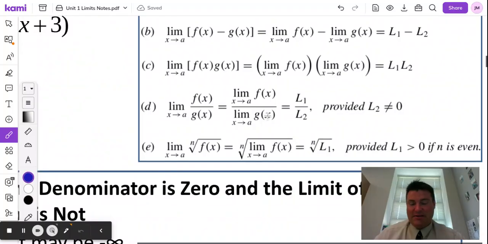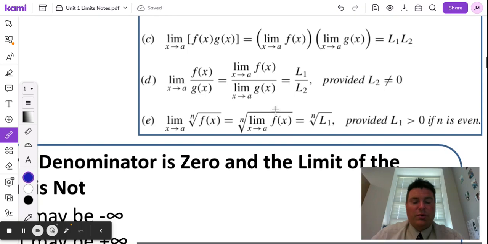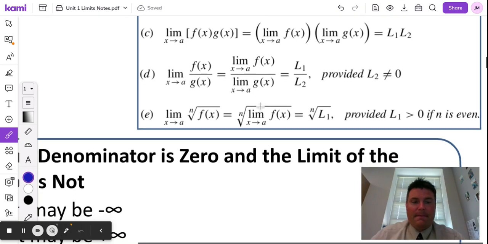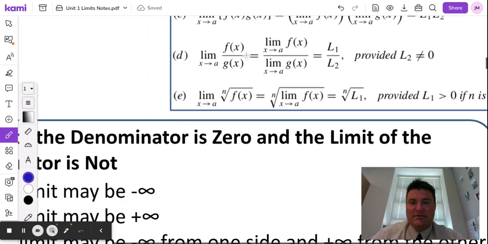Division is slightly tricky. You got to make sure that L sub 2 is not 0. If you do get a 0 on the denominator, it does not exist because you cannot divide by 0. And we do have a square root one here. If it is a square root, then that limit has to be greater than 0. If it's like a cubed or a fifth root and that n value is odd, then it doesn't matter if the limit is positive or not.